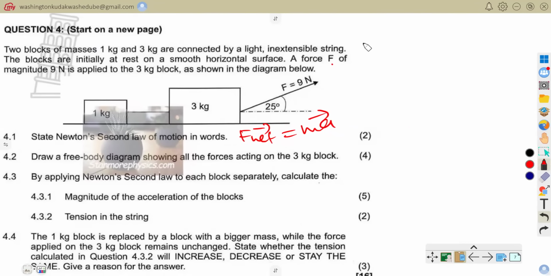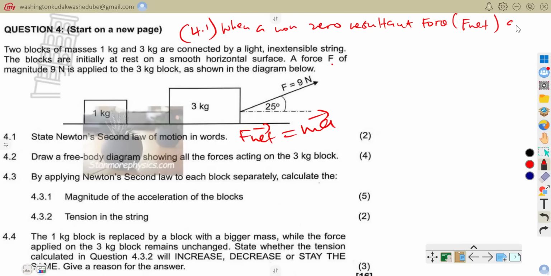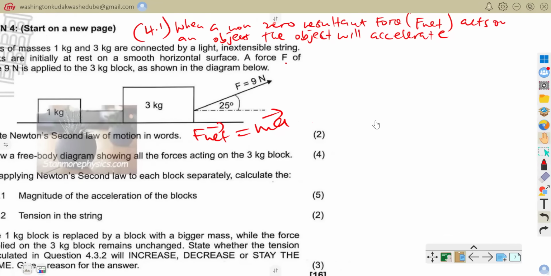So you would come and say 4.1. Newton's law states that when a non-zero resultant force or else net force acts on an object, the object will accelerate.